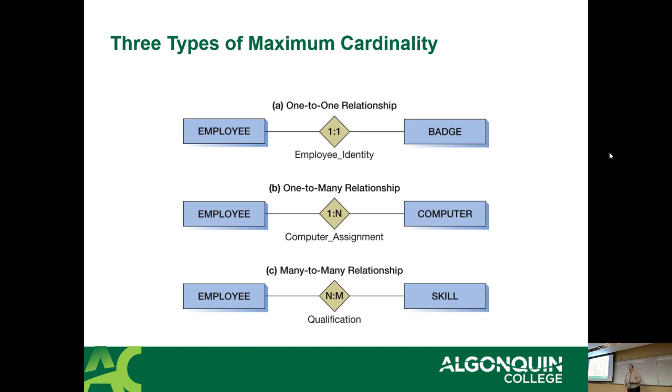A 1-to-many relationship, we're back to the person and computers, right? An employee can have multiple computers, but each computer can belong to 1 employee. And the many-to-many, employee to skill, skill to employees, you could have multiple people with the same skills, and the same skill could belong to multiple employees. Or, to use the other example, many students, many profs.